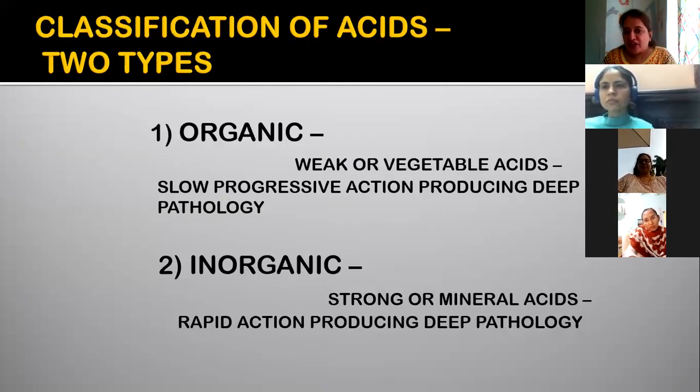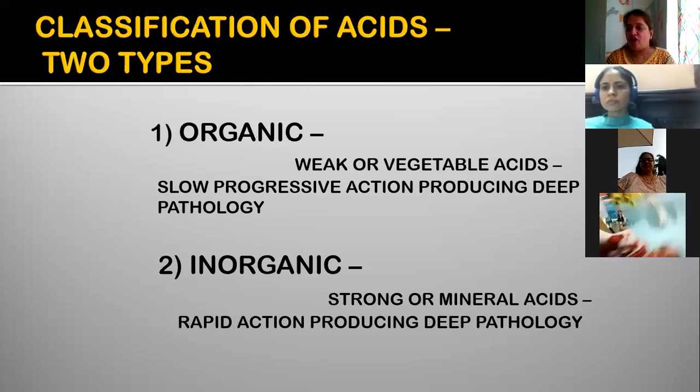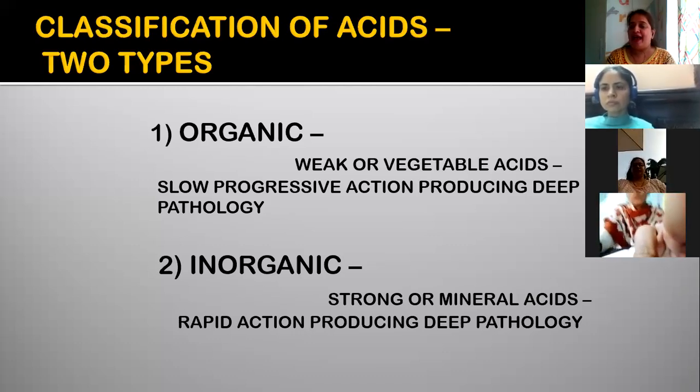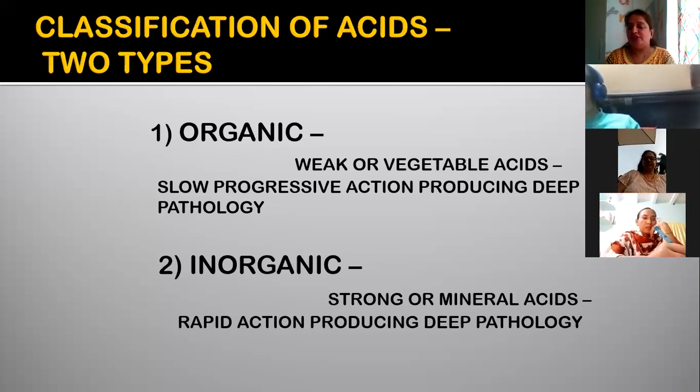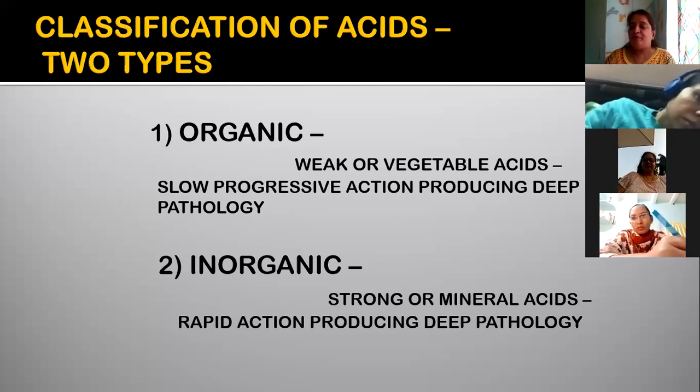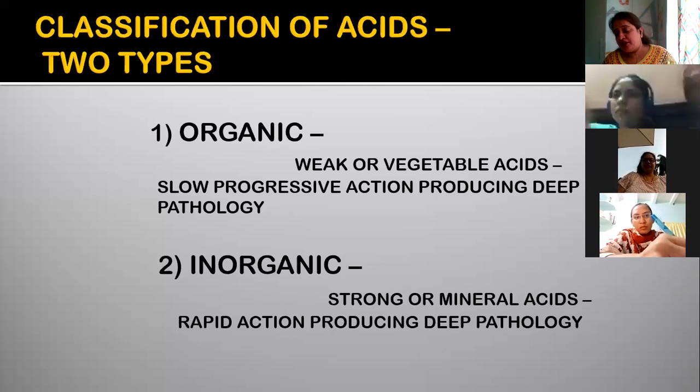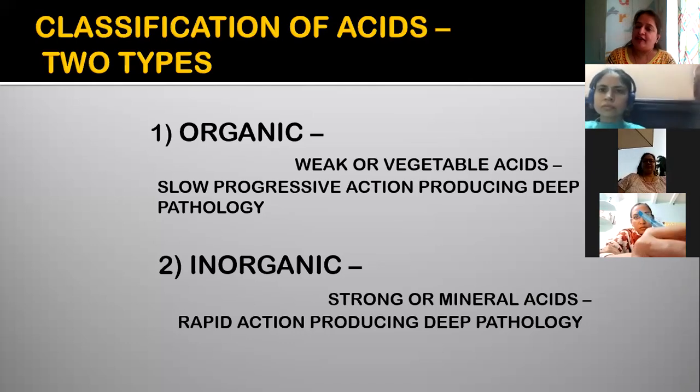Then we have classifications of the acid. They are of two types, the organic and the inorganic ones. The organic ones are the weak or vegetable acids, with slowly progressive action, producing deep pathology. The inorganic are the strong or the mineral acids, and they have rapid action and produce deep pathology. So remember, the organic ones are the weak ones or the vegetable acids, and the inorganic ones are the strong ones or the mineral acids. Okay, you jot down the points as well.